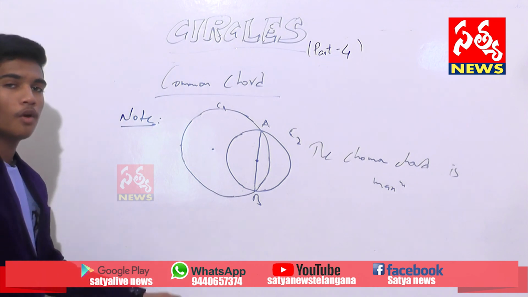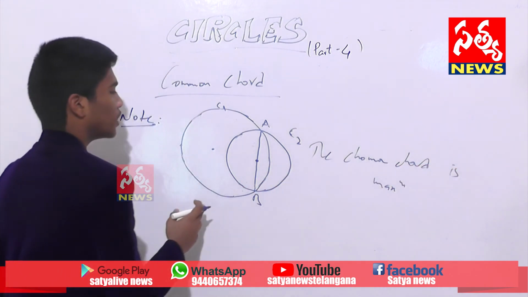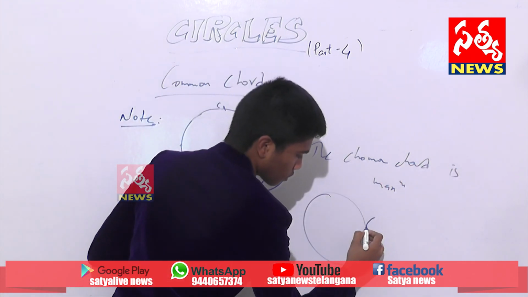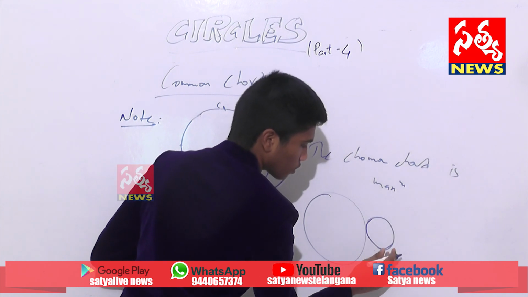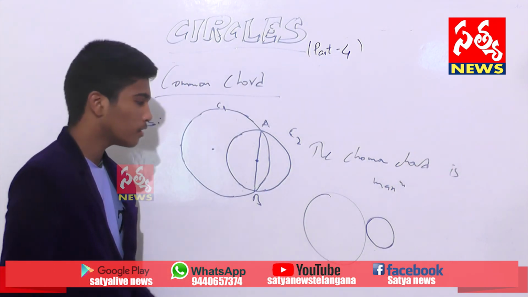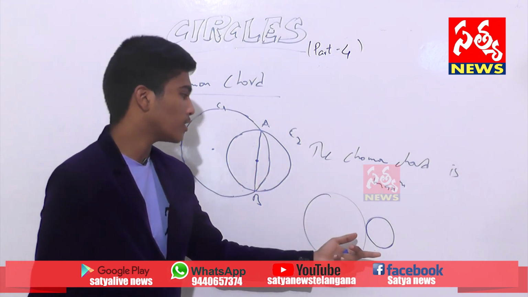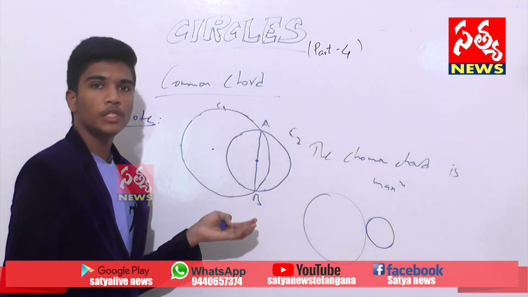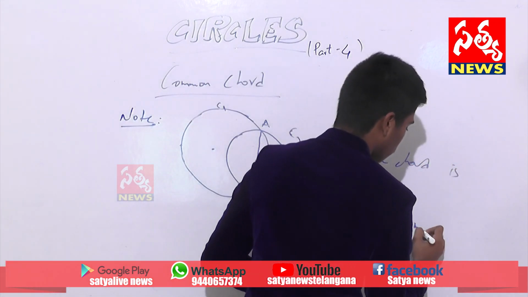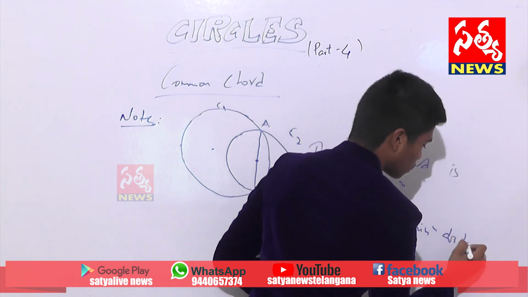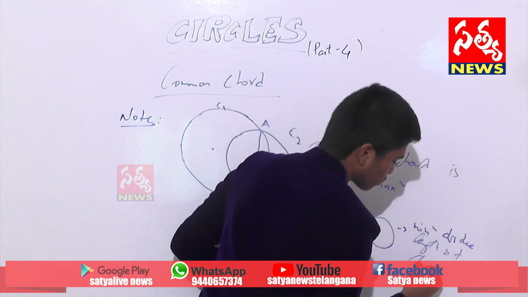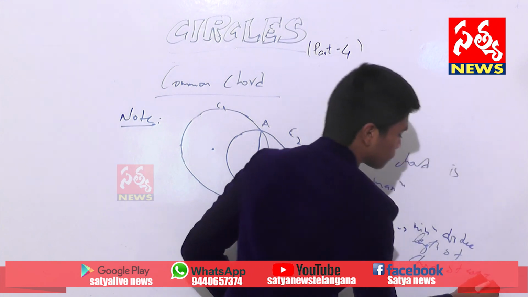The next condition, where the common chord is minimum, is when the circles touch each other. But this is the only condition, right? When the circles touch each other, there is no chord, which means there is no length for the chord. This is the minimum distance, or else minimum length of chord of contact.